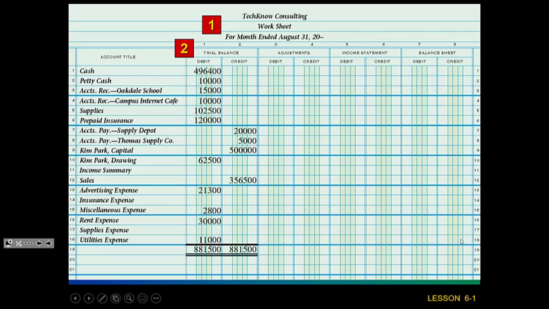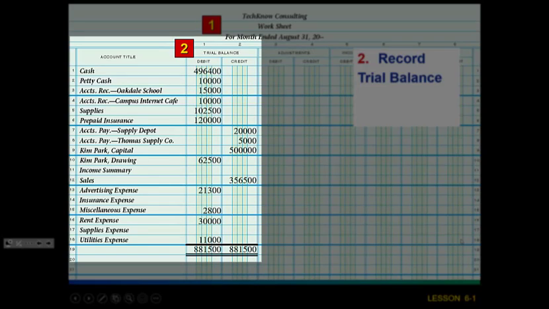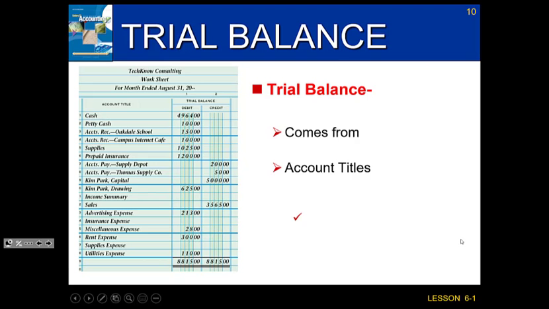The second piece, and the one that we're going to focus on right now in 6.1, is where we record what's called the trial balance. So we're only focused on this first and second column of the trial balance, which is a debit and a credit. So let's break that down. The trial balance is essentially just proof that our debits equal credits once again.